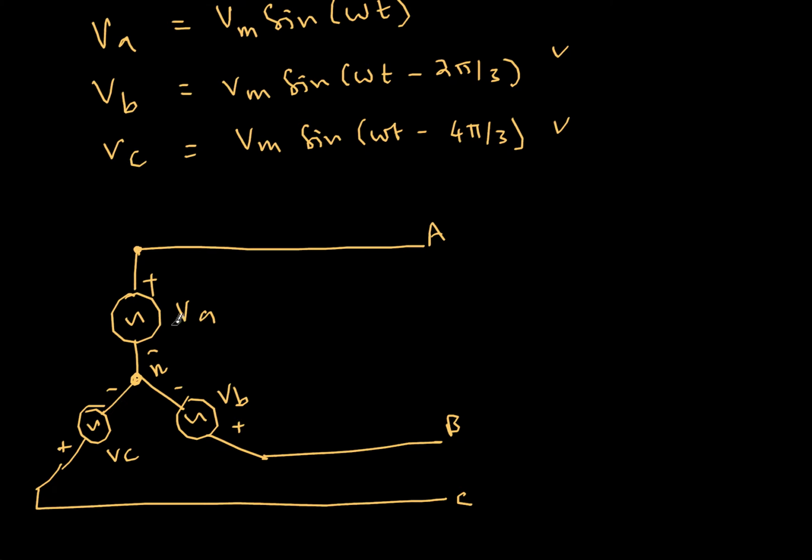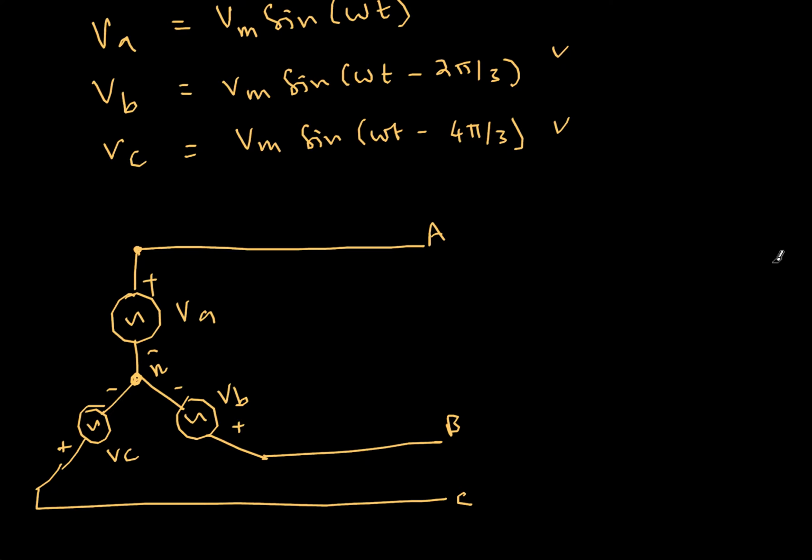Now you might ask a question: why should VA, VB be here? Why this cannot be VB? In that case, this naming will change: this is A, this will become C, and this will become B. This is just a matter of drawing the circuit diagram. All right.